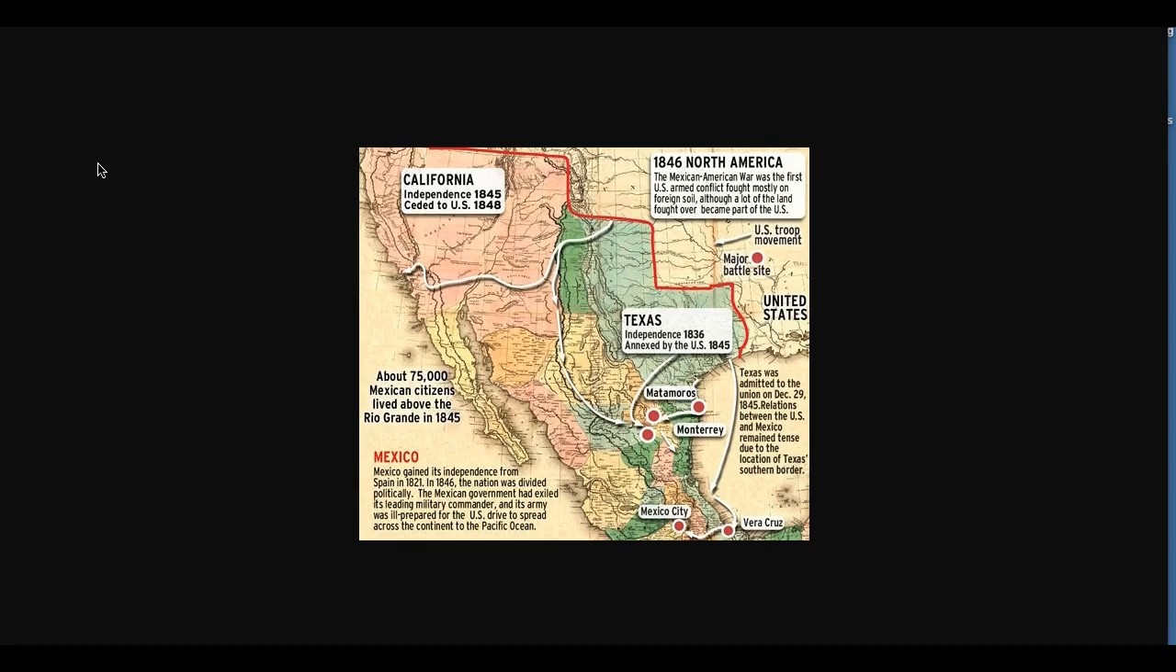Mexico is an independent nation. Remember this at the time of the founding of Texas. The Spanish are gone. They're out. Mexico is its own independent country. The first American to settle Texas, though, is going to be Stephen Austin. He brings 300 families to form a buffer zone between Mexico and the Comanche tribe.